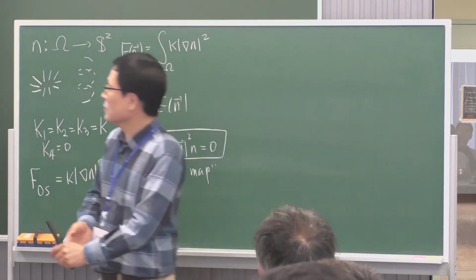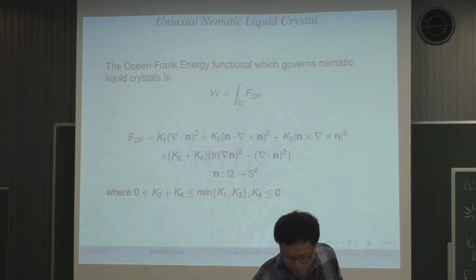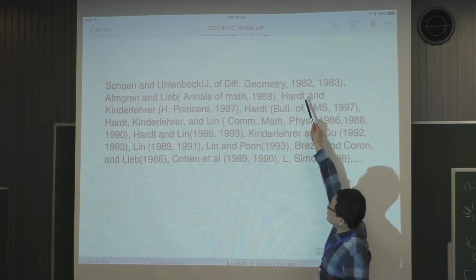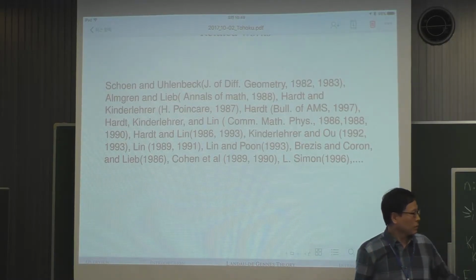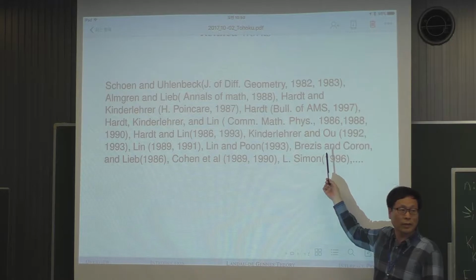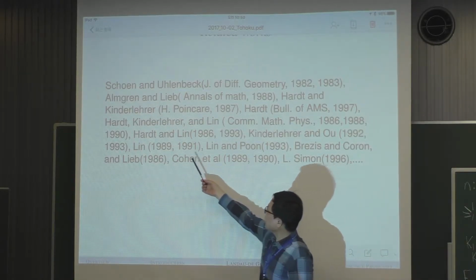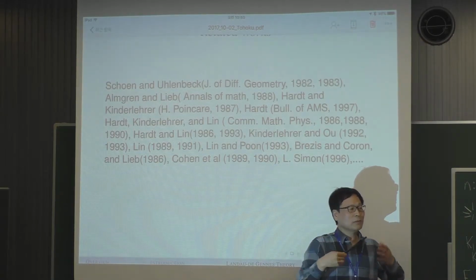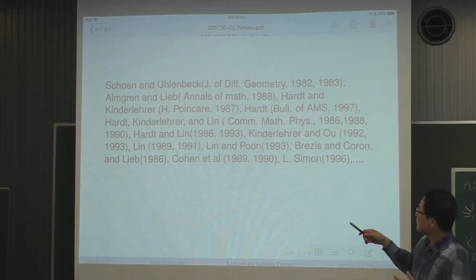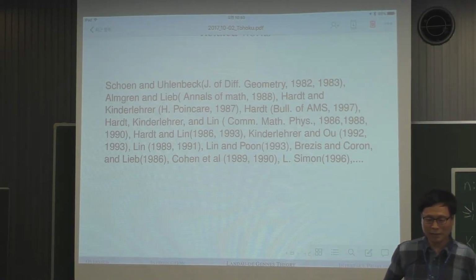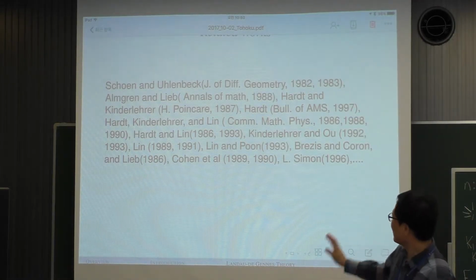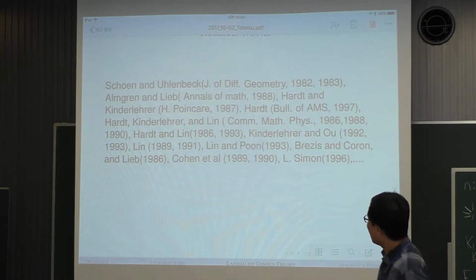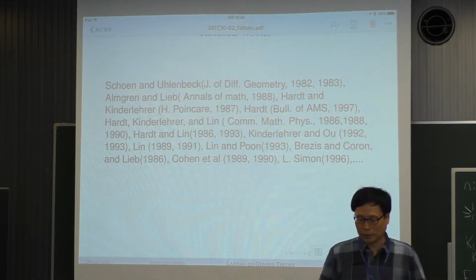Actually, in their series of papers, Schoen-Uhlenbeck studied the regularity of harmonic maps, and they extended the regularity and existence results done by Hardt, Kinderlehrer, and Lin. The variational formulations started in the 1980s, and then the 1990s and 2000s, and this energy has been well studied by now.